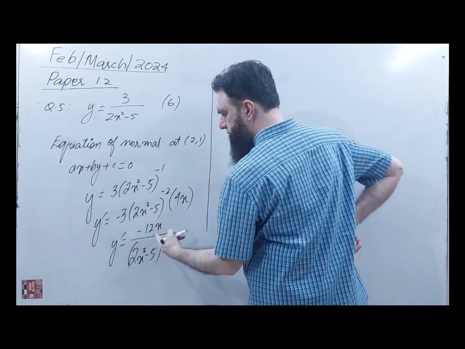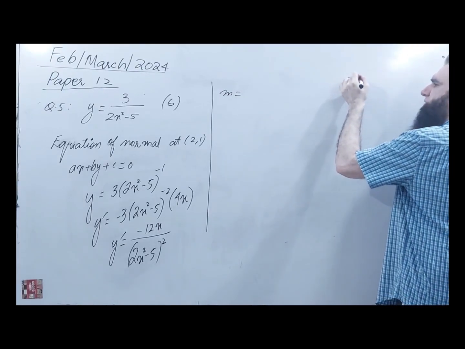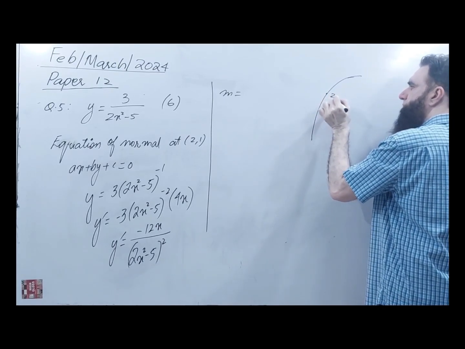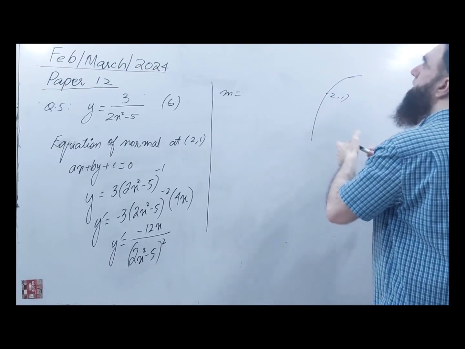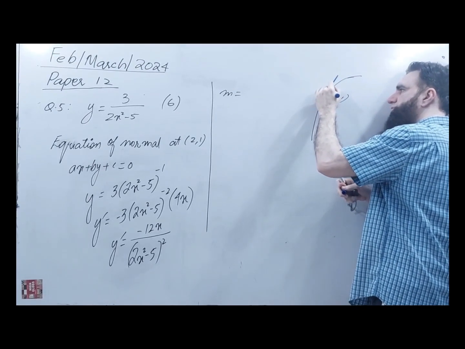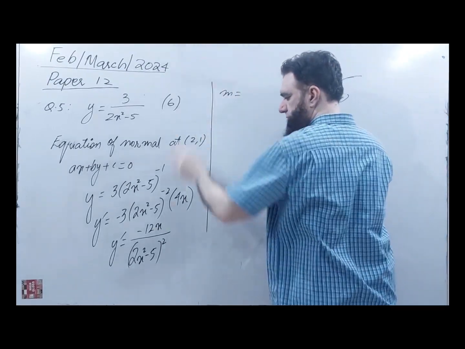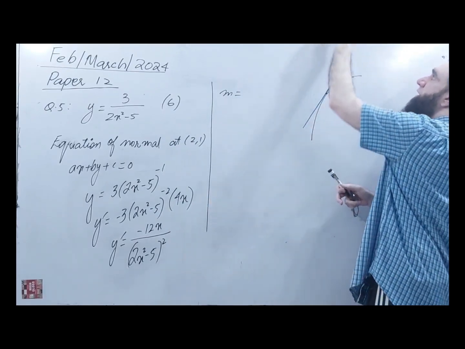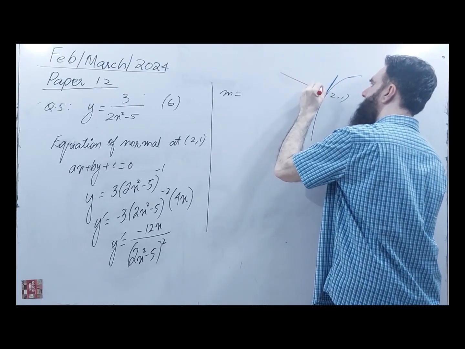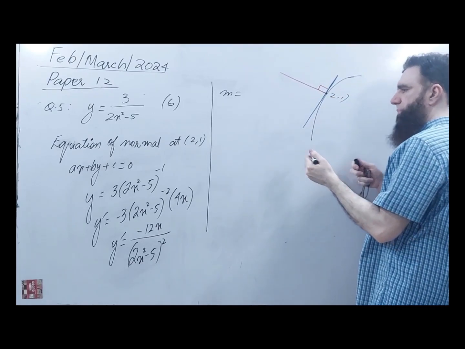Now, if I put x is equal to 2 here, what I get is the gradient of the tangent. Let's say this is the curve, for example. And this is the point 2, 1. So actually, this is the tangent. And you find the gradient of the tangent from the derivative. So when I put x is equal to 2 here, I get the gradient of the tangent. And I am looking for the equation of the normal. Normal is perpendicular to the tangent. So now you must have understood what is going to happen.